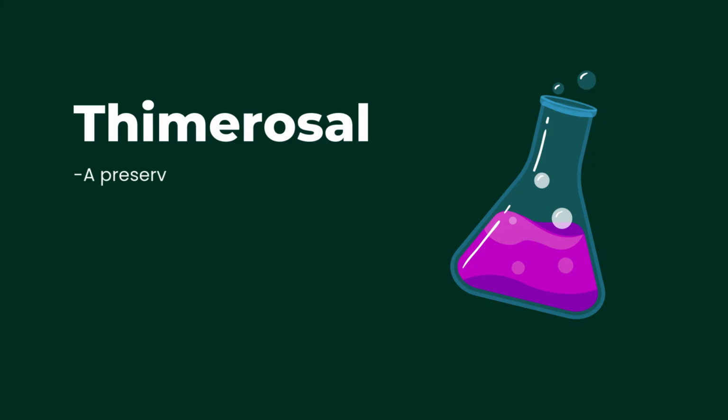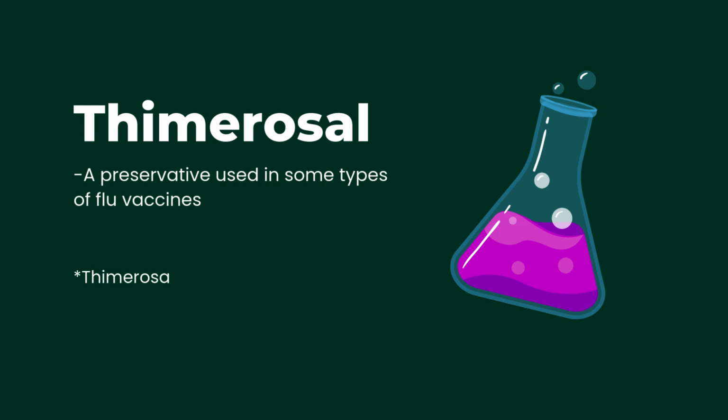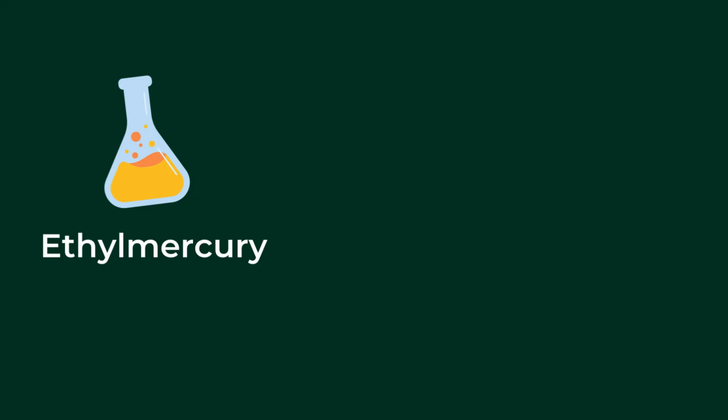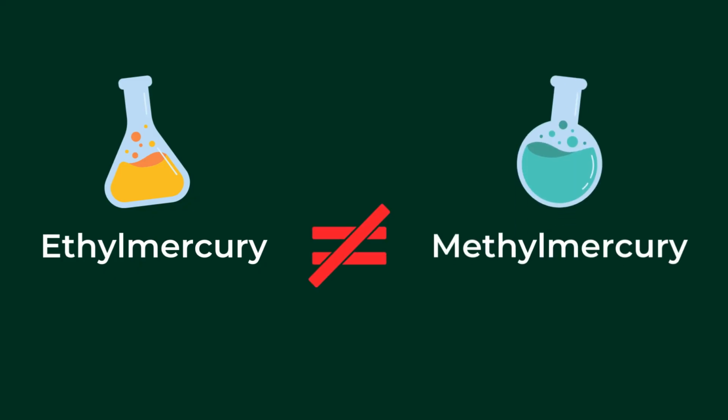Thimerosal is a preservative used in some types of flu vaccine. Although it used to be present in several vaccines given to infants, it was removed from all childhood vaccines by 2001. Thimerosal contains ethylmercury, a compound commonly confused with methylmercury. Methylmercury is all around us in our environment.